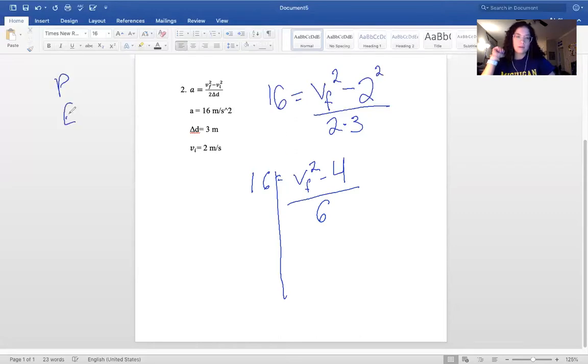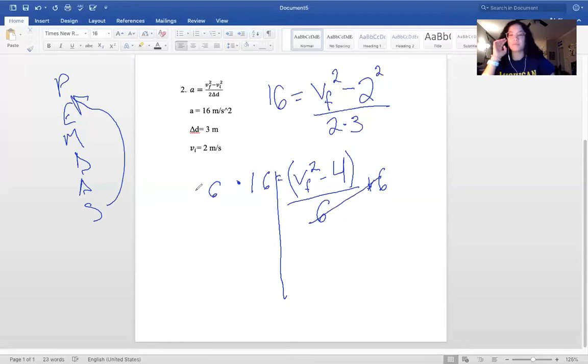Remember, PEMDAS backwards. Now that we are solving for a variable, looking for addition, subtraction. Oh, but this is in its own set of parentheses. I'm not going to touch it. Looking for division and multiplication. I see division. I'm going to undo it with some multiplication.